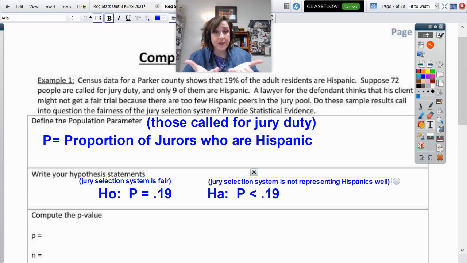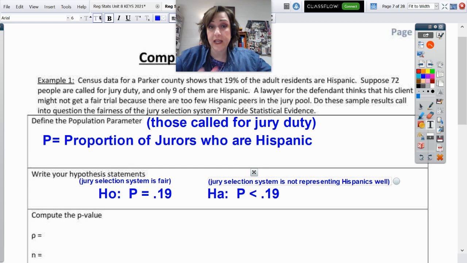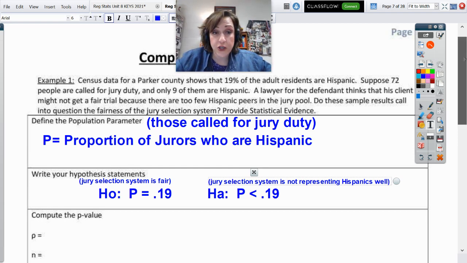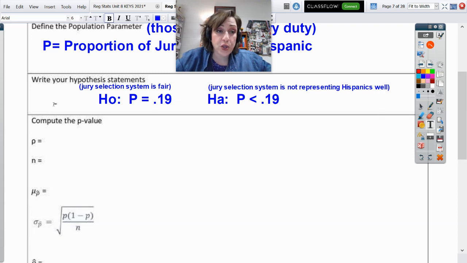Okay, so that's what we got. So we know that part. We've already kind of been doing that. So now let's talk about the new stuff. First, we're going to actually compute a p-value. And this stuff here should look familiar.